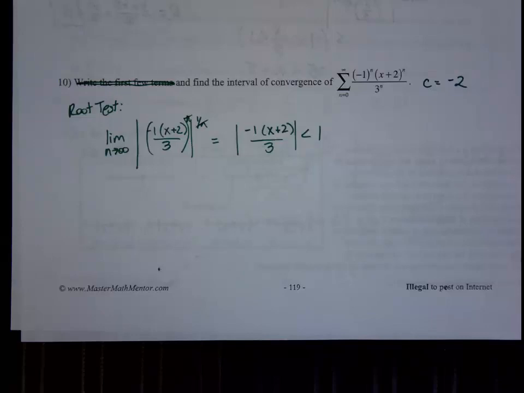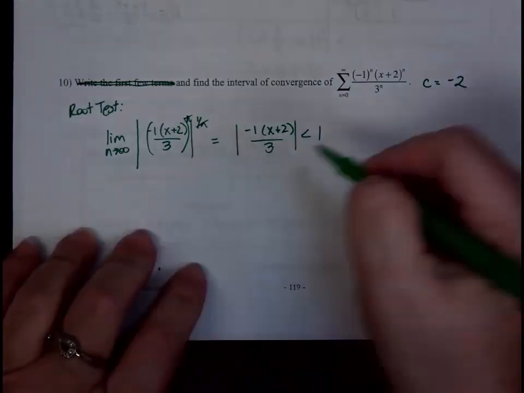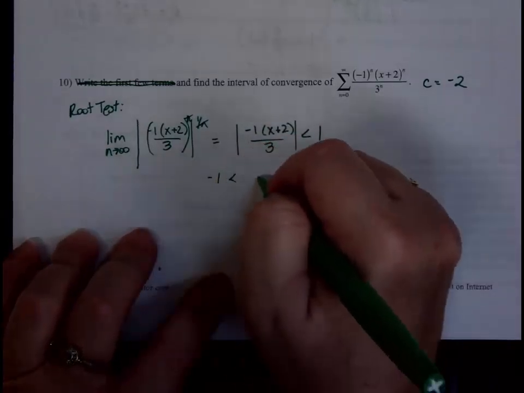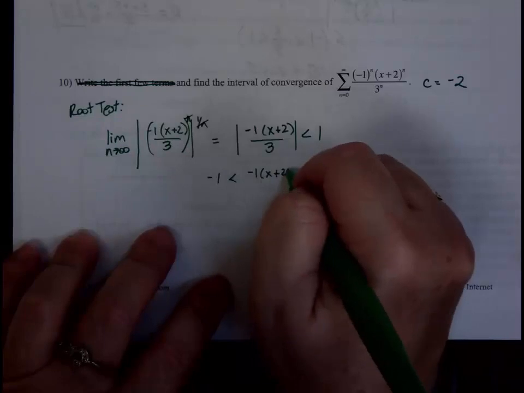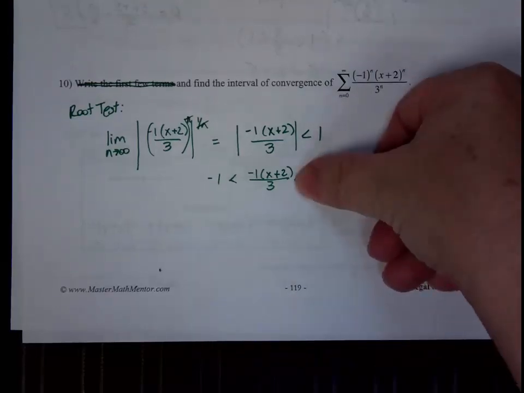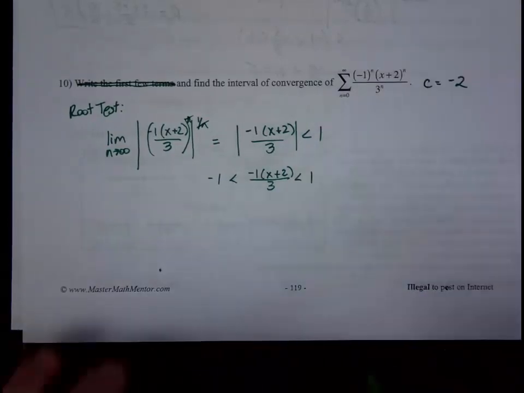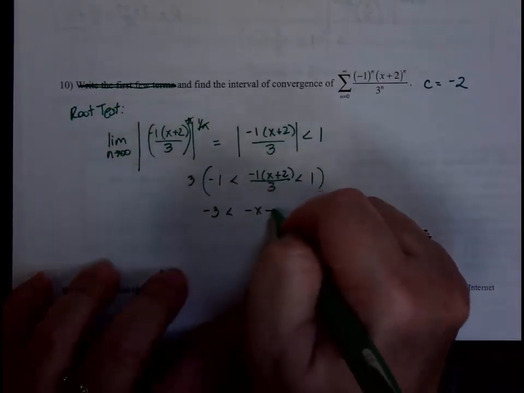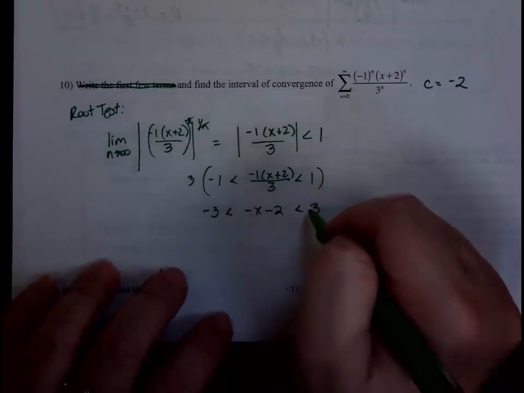All right. Now, this one's a little uglier, but we can do this. Break it apart like we've done before: -1 less than -1 times (x plus 2) over 3 less than 1. Just take what's inside and squish it between a -1 and a 1. I'm going to cover up the right-hand side. What do we do mathematically first to solve for x? Multiply by 3. It's going to be -3 is less than -(x plus 2) is less than 3. I went ahead and distributed the -1.